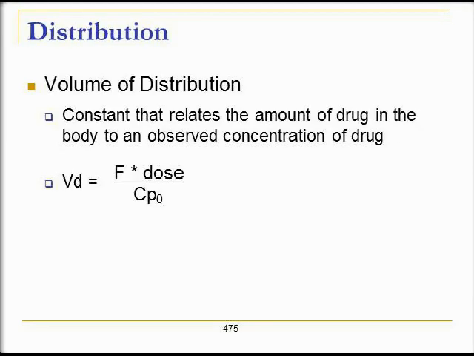All right, moving on to distribution, and I've already shown you this equation. Volume of distribution is a constant that relates the amount of drug in the body to the observed concentration. And we can calculate the volume of distribution by knowing the dose and the change in concentration.